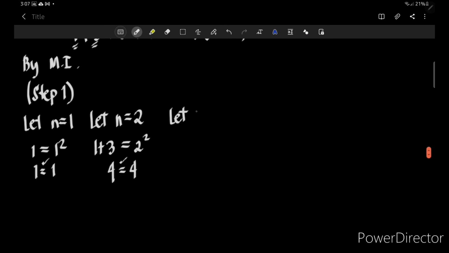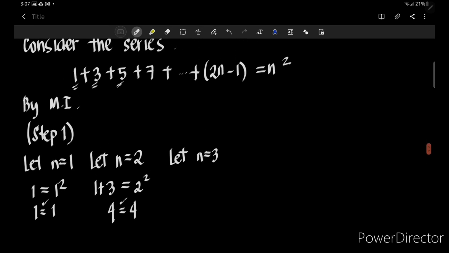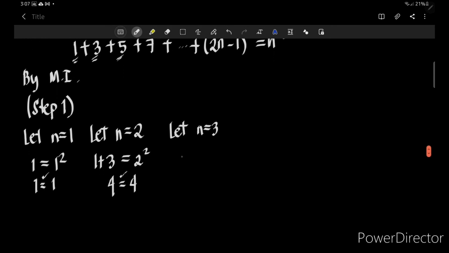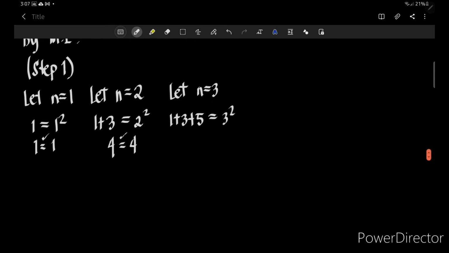Halimbawa, let n is equal to 3. Since n is 3, we have to take only 3 terms. So we have 1 plus 3 plus 5 equal 3 squared. 1 plus 3 plus 5 is 9. 3 squared or 3 times 3 is also equal to 9. It's true.